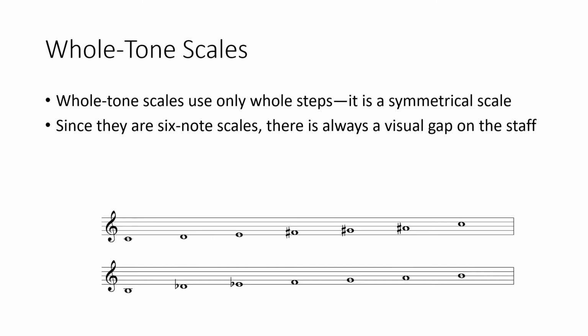These are 6-note scales, so there's always going to be a visual gap on the staff. In this case, I've written it with G sharp, A sharp, C at the end, but I could have written it as A flat, B flat, C. No matter how it's spelled, though, there's always going to be a missing letter.